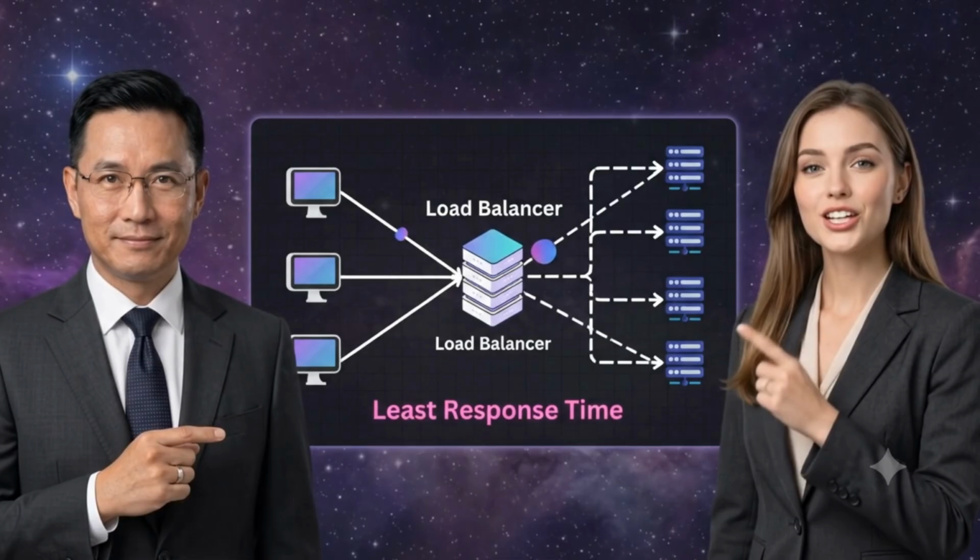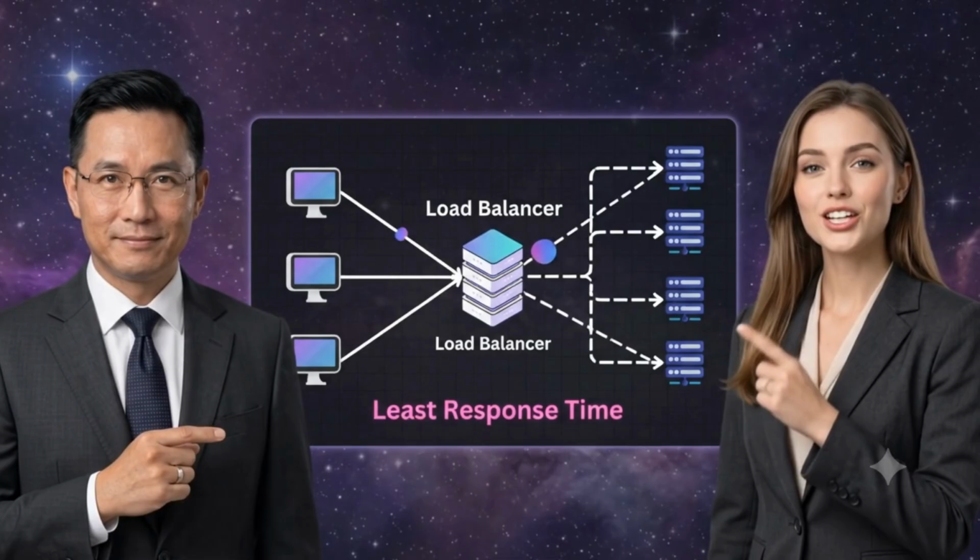Next is least connections. The bouncer looks at the servers and says, who is helping the fewest people right now? If server A has 10 active connections and server B has 50, send the next user to server A. But even that can be deceptive. It can. What if server A's 10 connections are massive, complex video uploads that are pinning the CPU at 100%? And server B's 50 connections are just tiny, lightweight text messages. Server A has fewer connections, but it's actually drowning.